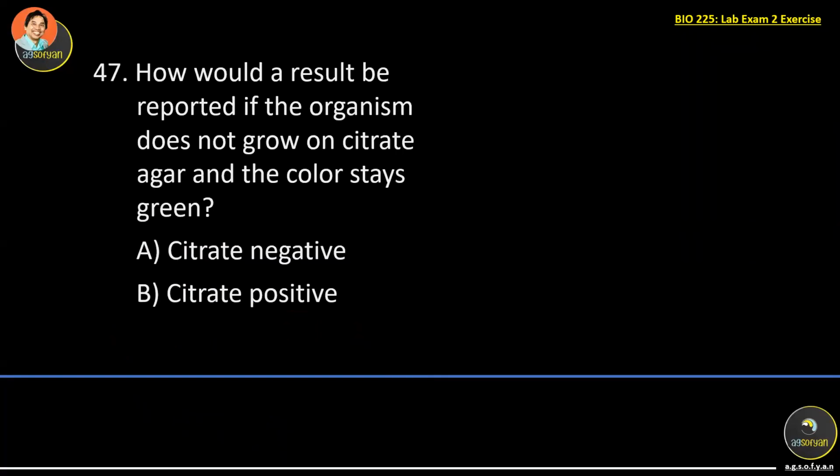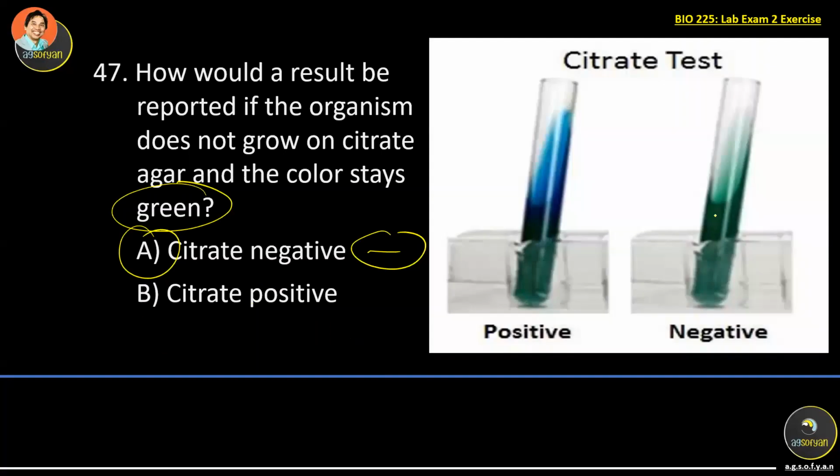How would a result be reported if the organism does not grow on citrate agar and the color stays green? It means that these bacteria do not use the carbon and do not grow on the media, and the color stays green. It means negative. So green is a negative result.